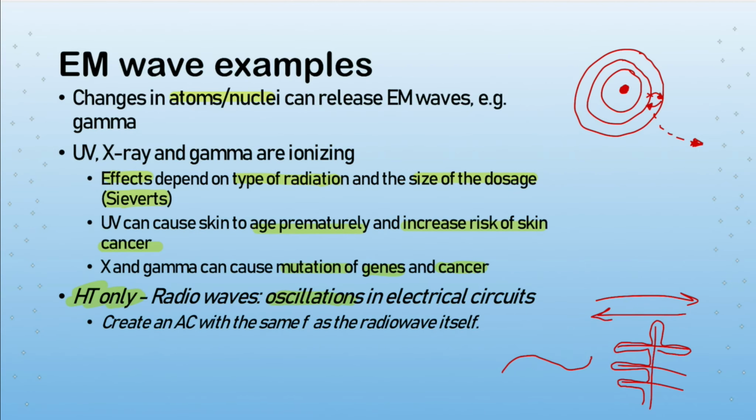So if you've got a receiver, it will create an alternating current with the same frequency as the radio wave itself, because that packet of information that's being sent as a radio wave will cause the same oscillations to be created in the receiver as were created in the transmitter.